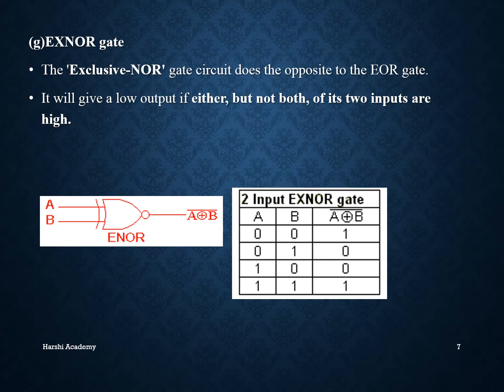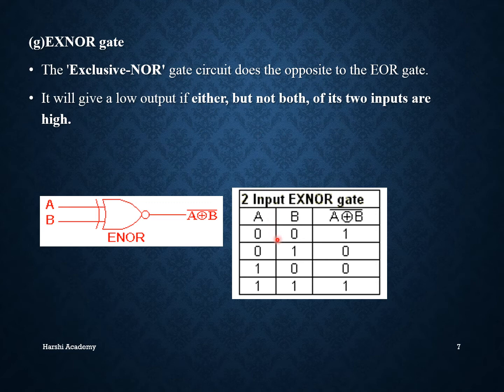Our last gate is XNOR gate. The exclusive NOR gate circuit does the opposite to the XOR gate we learned before. It will give a low output if either but not both of its two inputs are high. Keep in mind this highlighted point.